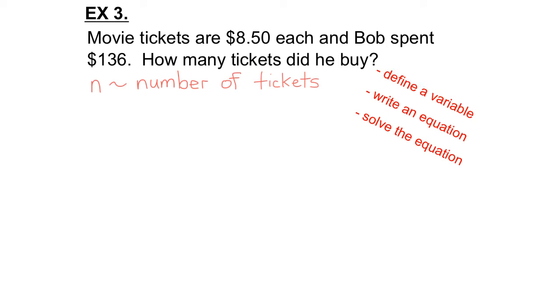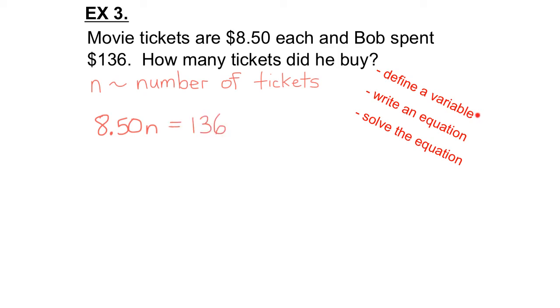Now I'm going to write an equation. Okay, movie tickets are $8.50 each. And Bob spent $136. So that's the total amount of money he spent, and it was made up of all of the tickets that he bought for $8.50 each. So the total amount of money he spent was $8.50 multiplied by the number of tickets. So there's my equation: 8.5 times n is equal to 136.